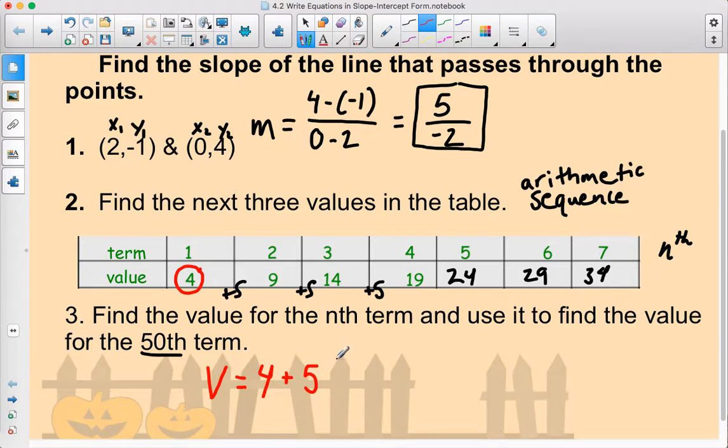We are adding 5 for every term. Let's say it's the nth term, for every term past the first one. Okay, so I'm going to retranslate. The value is equal to 4 plus 5 for every one past 1, because this is really like a point right here. This is a point (1, 4).